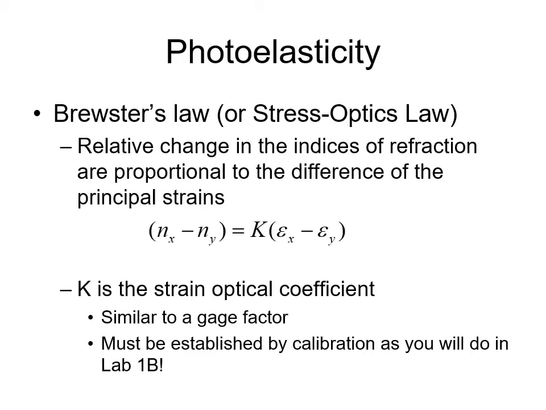Now let's take a look at some of our key equations. The first equation we're going to talk about is Brewster's law, or the stress optic law. The relative change in the indices of refraction is proportional to the difference of the principal strains, given by this relationship: n sub x minus n sub y is equal to k times epsilon sub x minus epsilon sub y, where k is the strain optical coefficient, similar to our gauge factor.